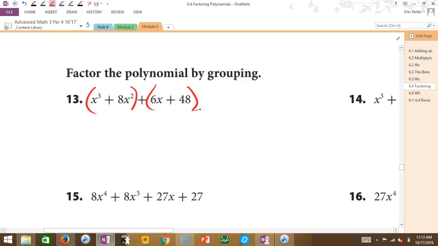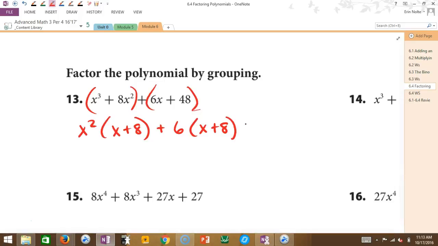All right, so what's my greatest common factor of the first quantity? X squared. Okay, what's left over? X plus 8. What's the greatest common factor of the second quantity? 6. What's left over? X plus 8. And at this point I go, yes, I know I did this right. It's x squared plus 6 and x plus 8, those two are the same.